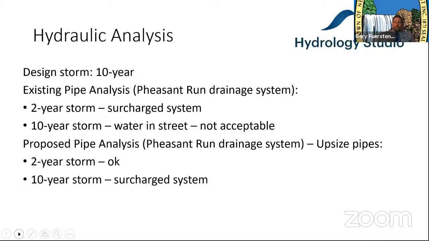We analyzed the proposed system. In order to convey more water, we upsize, or increase the size of, the pipes in Pheasant Run. This is something easy to do on paper, very complex to do in the field. Obviously, no construction has been done in the field, but we hypothetically analyzed if we increase the size of the pipes in the street to handle enough water. We were good with the 2-year storm, and we were able to increase the pipes enough that we could carry the water of the 10-year storm without water flowing in the street. However, the system is still surcharged. It's not an ideal system, not an ideal solution, but it could work.